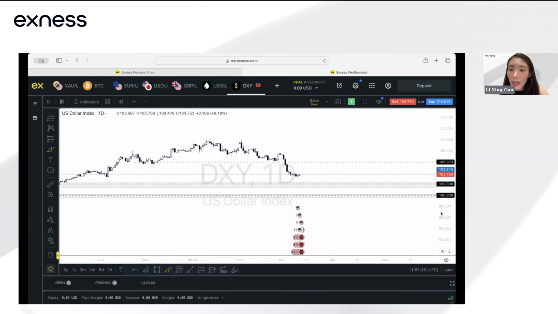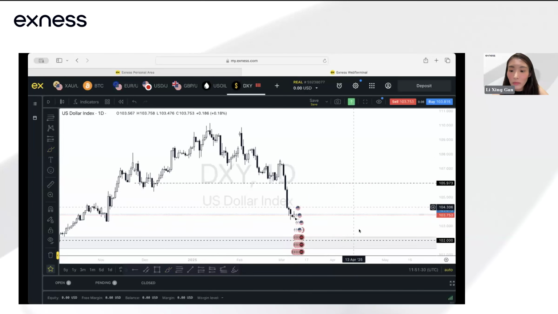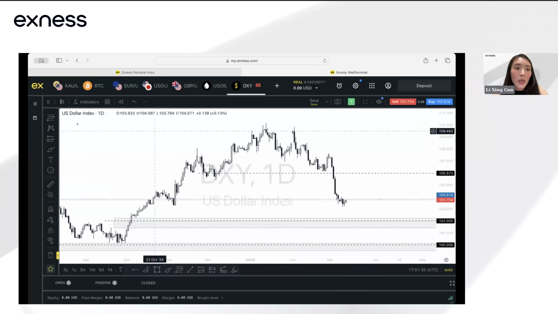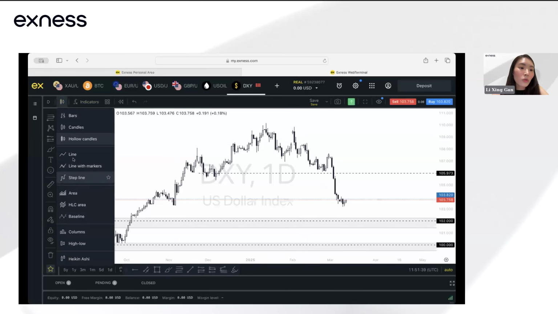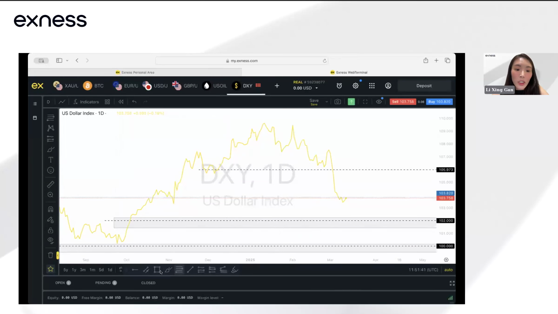If we move down to the daily, you can see this bearish momentum coming through here, in the form of lower lows and lower highs. If you're not familiar with candlestick charts, you can switch to a line chart. On the line chart, what you want to observe is just the swing highs and swing lows. If you follow the swing highs and swing lows, you can see that price is still in this bearish move, lower lows and lower highs.